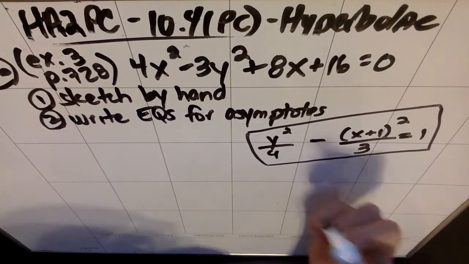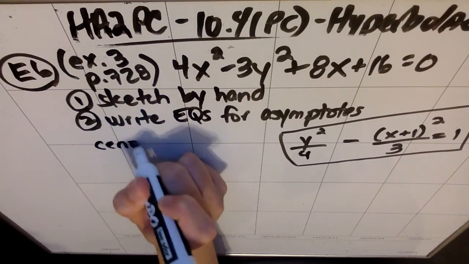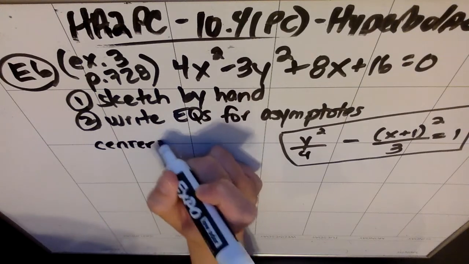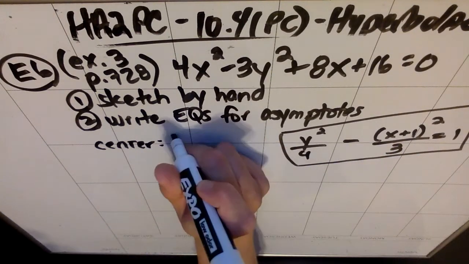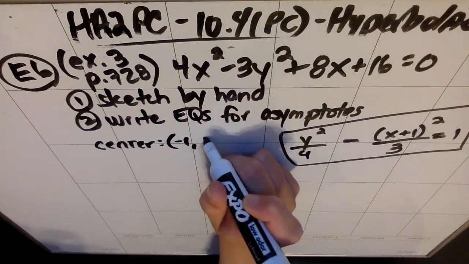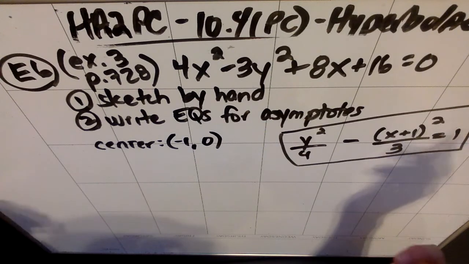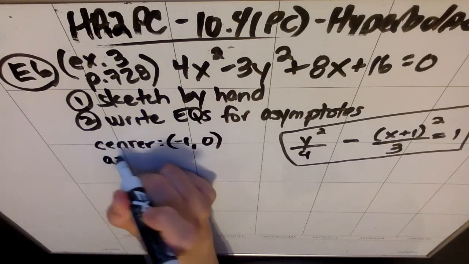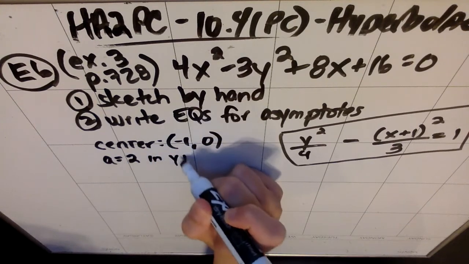Okay, so first thing I can spot is that my center, again, I wasn't expressly asked to find it, but you can't graph it without doing this. My H is going to be, it's x minus H, so my H is a negative 1, and my y coordinate of the center is a 0 because that's a y minus 0 squared, right? I notice that A is a 2, right, because it's the square root of 4, in the y direction, right?